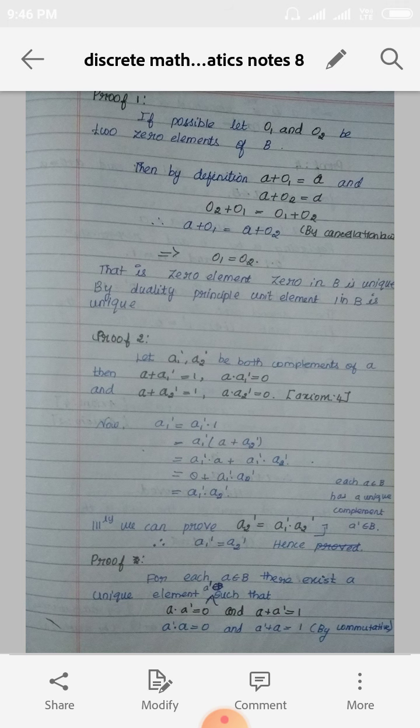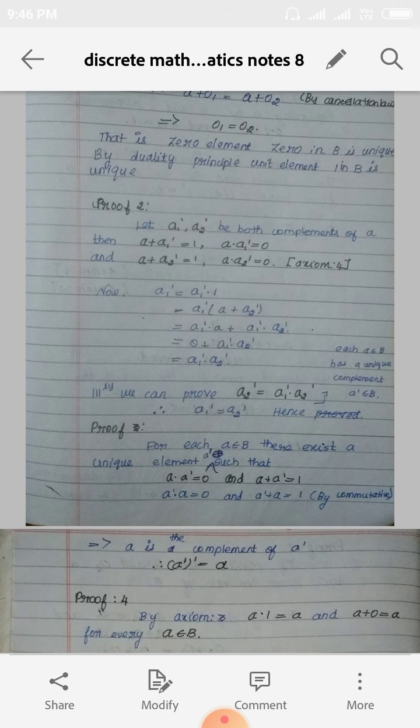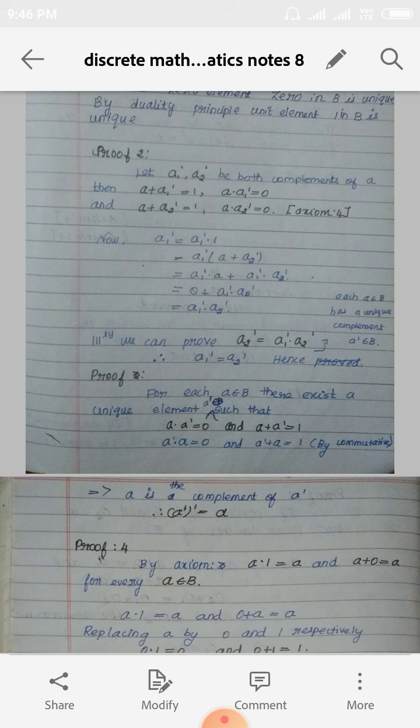Right. See proof 2, which is nothing but the uniqueness of the complement. It is the converse part. Let us take two complements, a1 dash and a2 dash, both elements, that is a plus a1 dash is equal to 1 and a dot a1 dash is equal to 0, and a plus a2 dash is equal to 1 and a dot a2 dash is equal to 0. These are nothing but by applying axiom 4.